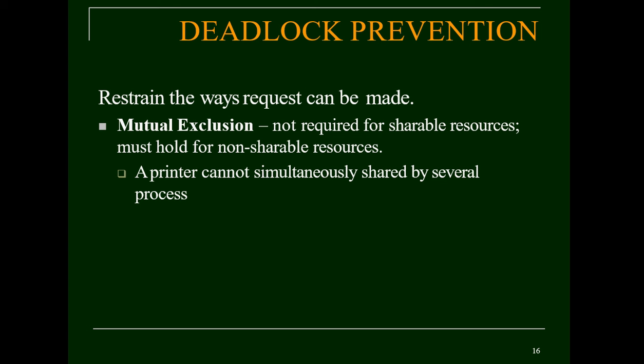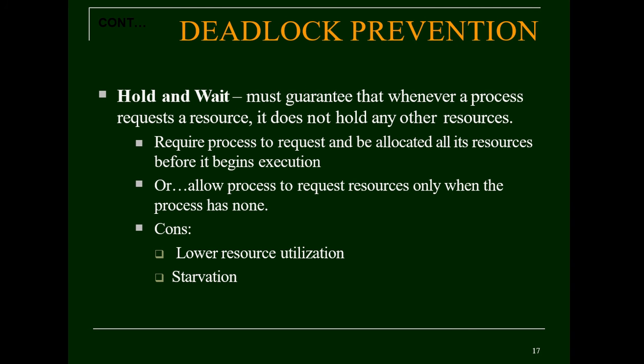First of all, we have to read about deadlock prevention. The first one is mutual exclusion. It is not required for shareable resources but must hold for non-shareable resources. For example, a printer cannot be simultaneously shared by several processes. It can only be held by one process at a time.